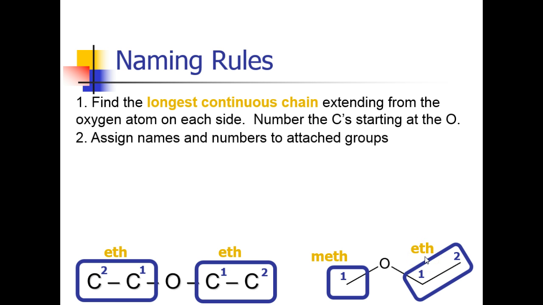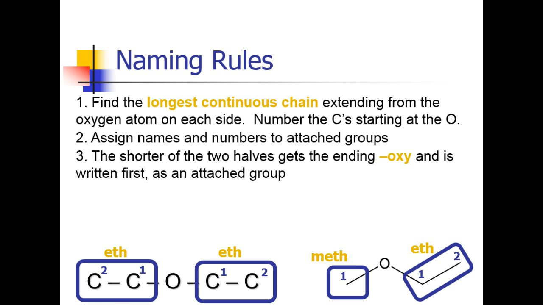We're going to assign names and numbers to the attached groups. The shorter of the two halves gets the oxy. We don't have any attached groups on either side here, and they're both the same length, so we're just going to make one of them the oxy. The shorter of the two usually gets the oxy, but in the case that you have the same number of carbons, you can just pick which one. So this is ethoxy, and then we have to put our ending, which we'll get to in a second. On the other side, in the second example, we have methoxy.